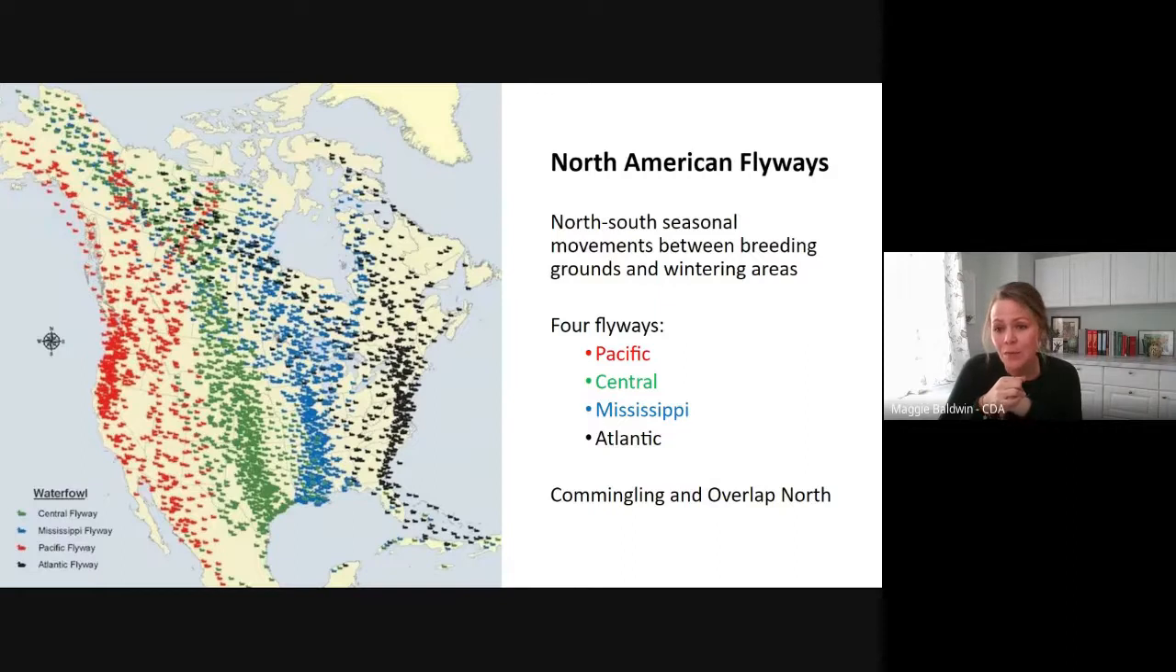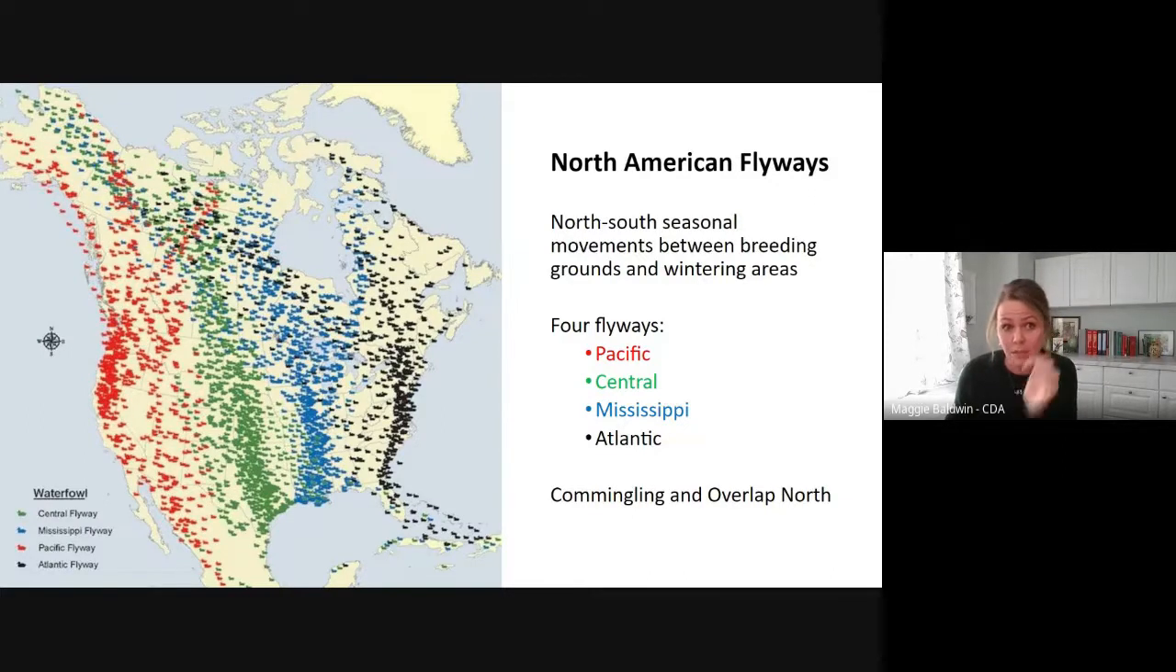So in the North American flyways, we've heard a lot about this recently. These are the north to south seasonal movements between breeding grounds and wintering areas for those waterfowl and shorebirds. And in North America, we have 4 flyways. So on the right-hand side of your screen is the black, the Atlantic, and then next to that, blue is Mississippi, green is Central, where we're primarily located, although we do overlap a little bit with the red, which is Pacific. And you can see, up north that there's a lot of commingling across these different North American flyways.